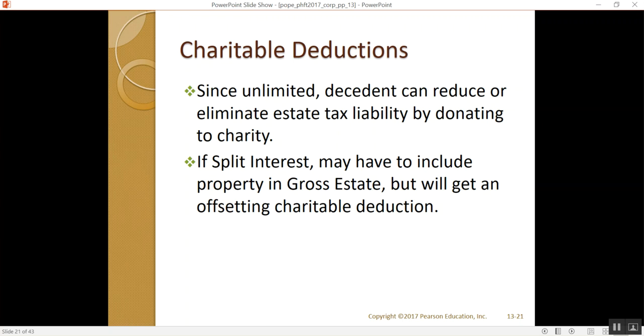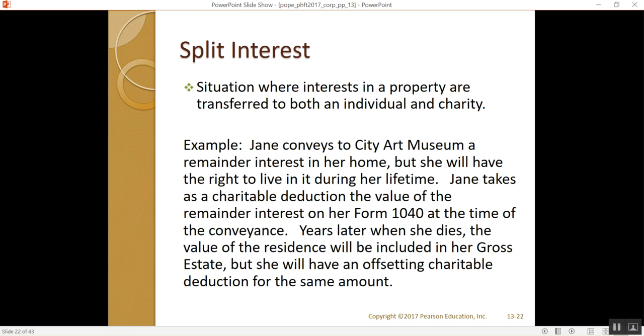Now, the second bullet with regard to split interest speaks to a more technical area of the estate provision in the code, with regard to charitable contributions. And there's a good example that I want to walk you through, and it's actually covered here in the slides. Here's a situation where interests in a property are transferred to both an individual and a charity. So in this example, Jane conveys to City Art Museum a remainder interest in her home, but she will have a right to live in it during her lifetime.